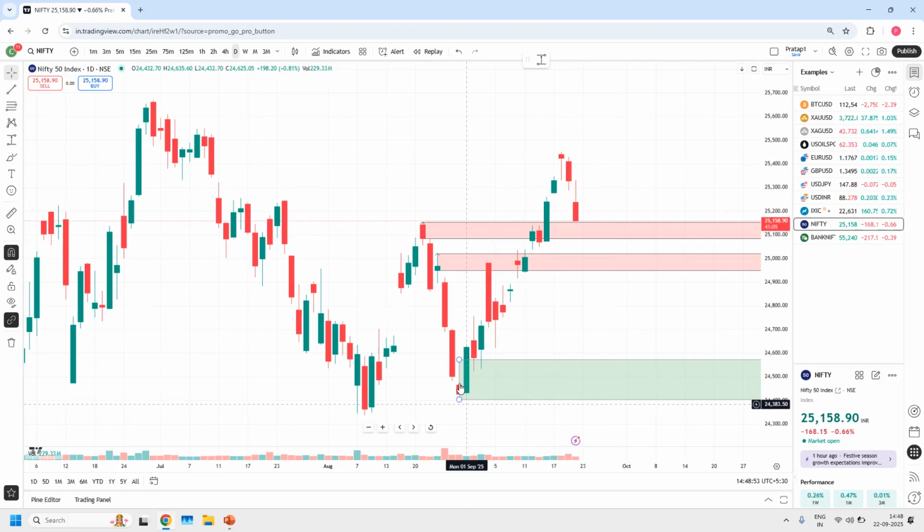Okay. From this demand zone, prices get into this supply zone and again came down, then started moving up. And this supply zone is violated. By violating the supply zone, the trend is changed to sideways trend, because here it is a downtrend. From downtrend, now again the trend is changed to sideways trend.